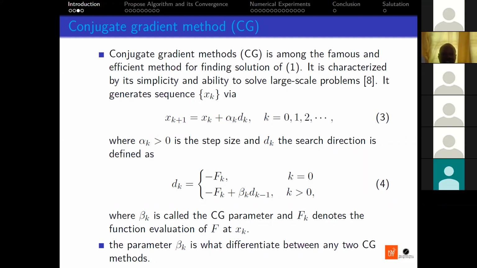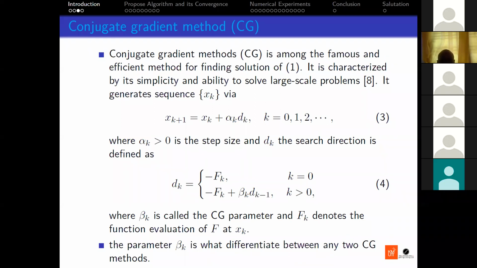But in the case of the conjugate gradient method, it does not require computing or storing the Jacobian at every iteration. In fact, it is matrix free. It doesn't require an n by n matrix at each iteration. What it requires is an n by 1 vector at each iteration. So you deal with n by 1 vectors.